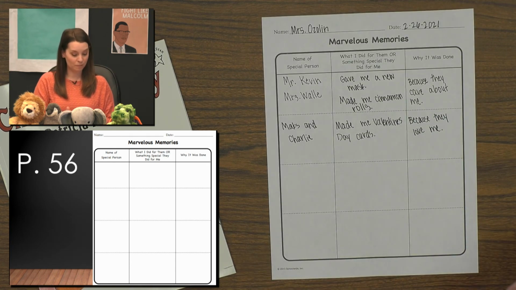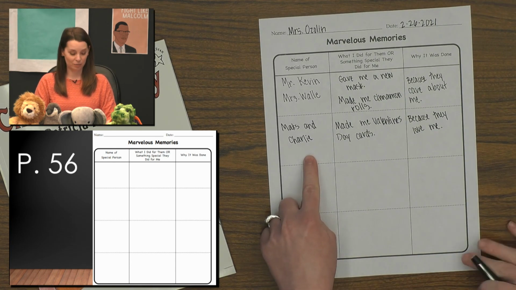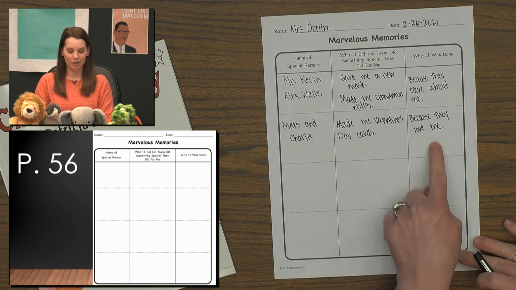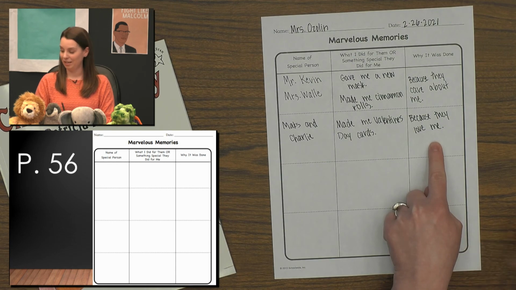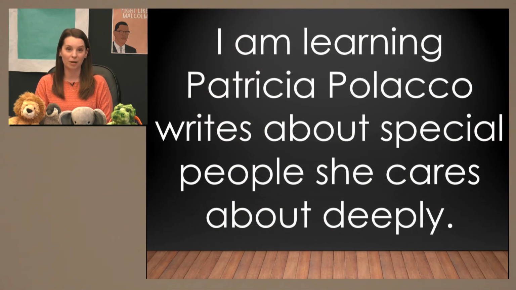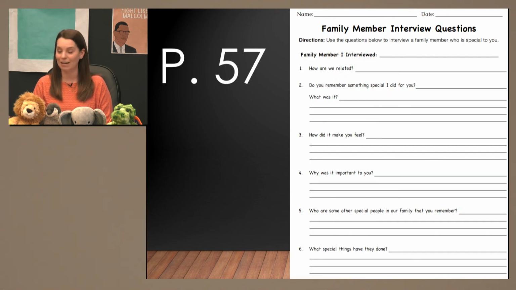Now, I wrote special people, Max and Charlie, those are my kids. What did they do? They made me Valentine's Day cards a couple weeks ago because they love me. Now, writers, your job is to keep in mind that Patricia Polacco writes about special people she cares about deeply. And you are going to complete your Marvelous Memories document, thinking of as many people as you can who are special to you. And you're going to use those as inspiration for your writing when you complete page 57, which says family member interview questions.